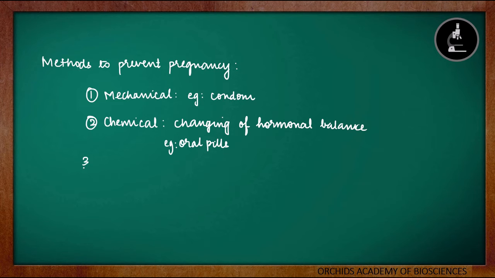Another method is the use of IUDs. IUDs stand for intrauterine devices. So these are devices which are placed inside the uterus. Contraceptives such as copper T can be used as intrauterine devices. These copper T are placed in the uterus to avoid pregnancy. Again, since it is placed in the uterus, it has the possibility to cause irritation in the uterus and also can cause side effects. Last one is the surgical methods.